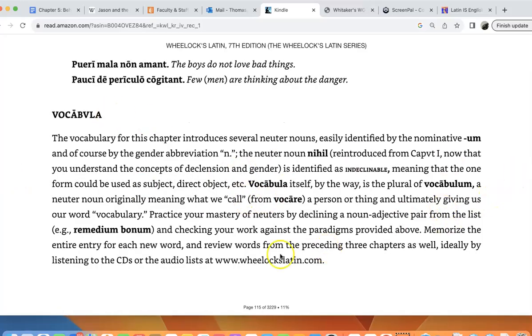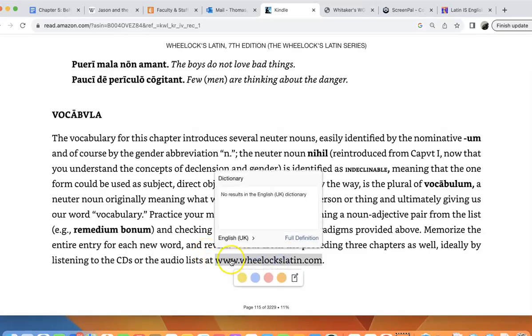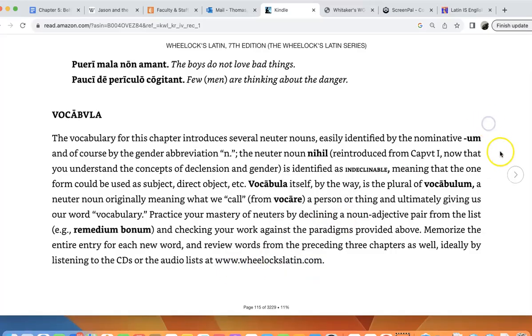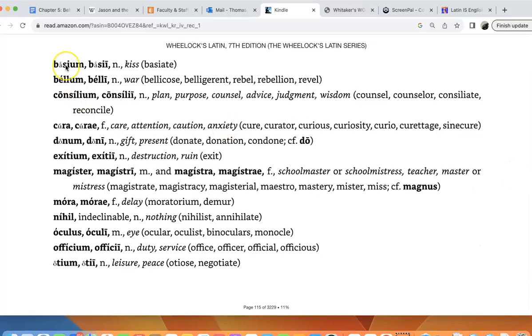Okay, so here we have our vocabula, and we mentioned before I would definitely go to the companion website, which I've indicated before. They do have some audio files, somewhat archaic, but still give you the basic sounds of these words. So here we have basium, basi, bellum, belli, concilium, concilii, cura, curae, donum, doni, exitium, exitii, and so forth. So definitely learn the vocab.